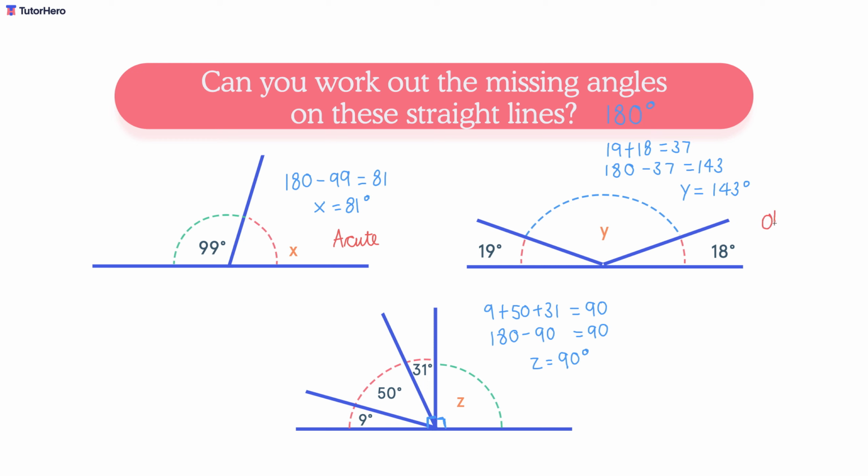Angle Y is an obtuse angle. We know this because obtuse angles are greater than 90 degrees. 143 is greater than 90. And finally, our angle Z is 90 degrees and therefore it is a right angle. Well done if you got all those answers correct.